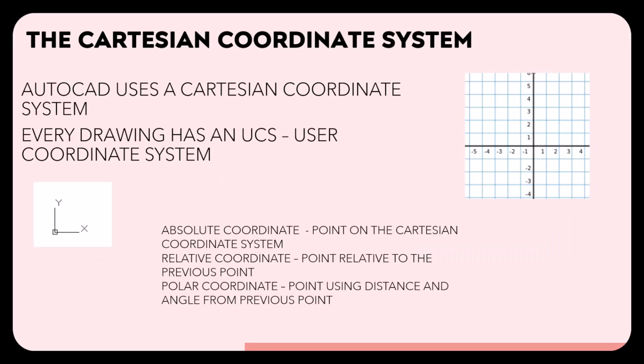AutoCAD uses a Cartesian coordinate system. Every drawing has a UCS, a user coordinate system. When you use the absolute coordinate system, it's a point on the Cartesian coordinate system. When you use relative coordinates, the points are relative to the previous point. If you use a polar coordinate, the point uses distance and angle from the previous point. So polar coordinates are also relative coordinates.